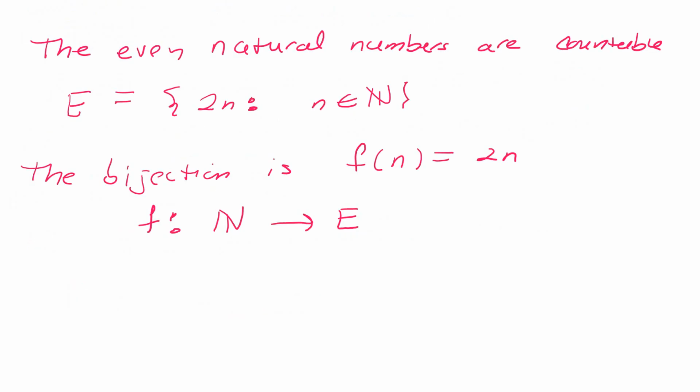All right, the even natural numbers are countable. This should seem obvious, but here is the bijection. The evens are the multiples of 2; this is how we define an even number. The bijection I'm going to show you is f of n equals 2n, and f goes from the natural numbers to E. I've got everything defined.